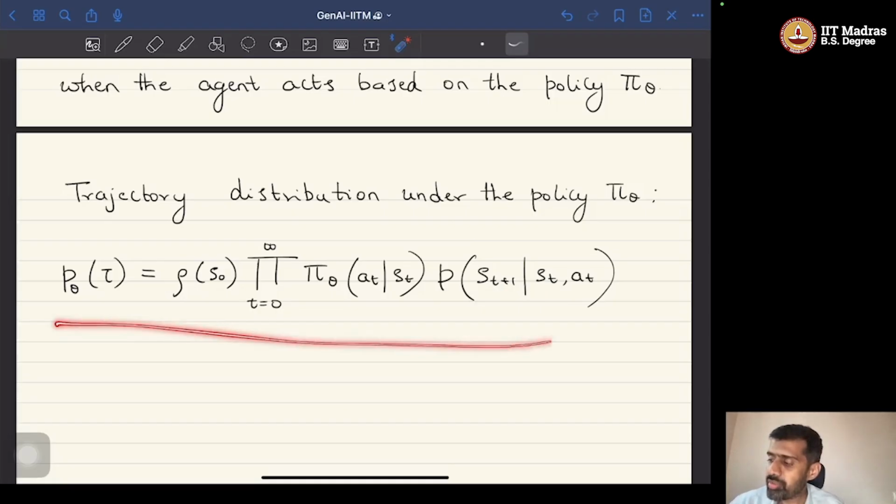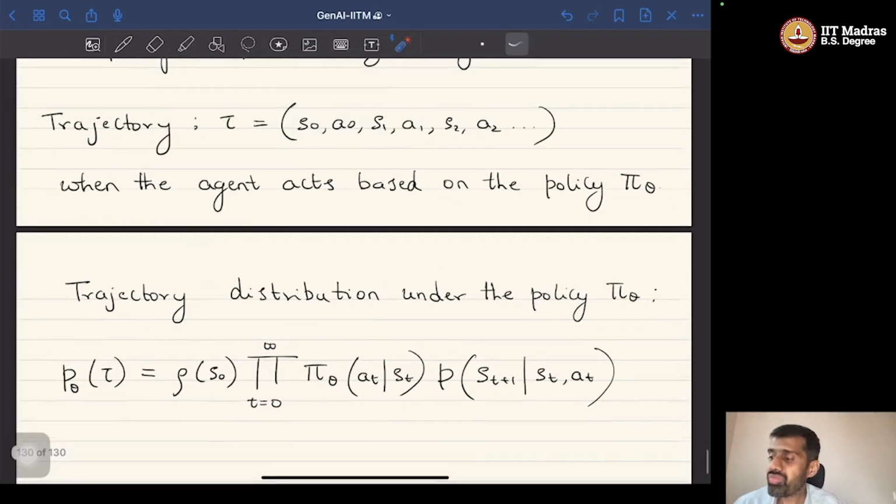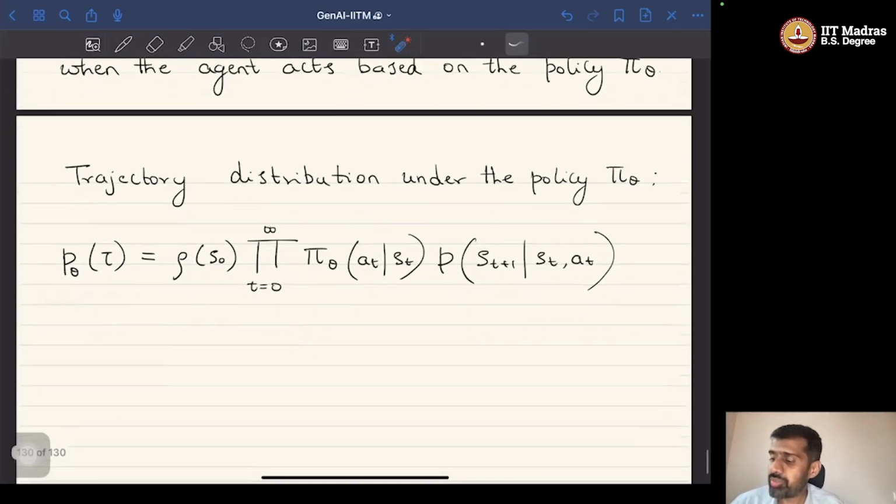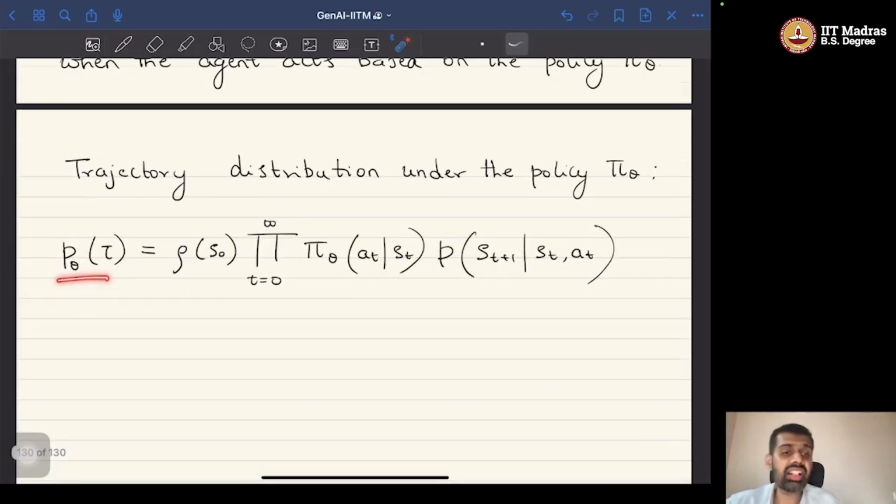So this is nothing but the product rule of probability that would tell you that if you have a set of stochastic events, the probability of the entire set of stochastic events is given by the product of these conditional distributions.